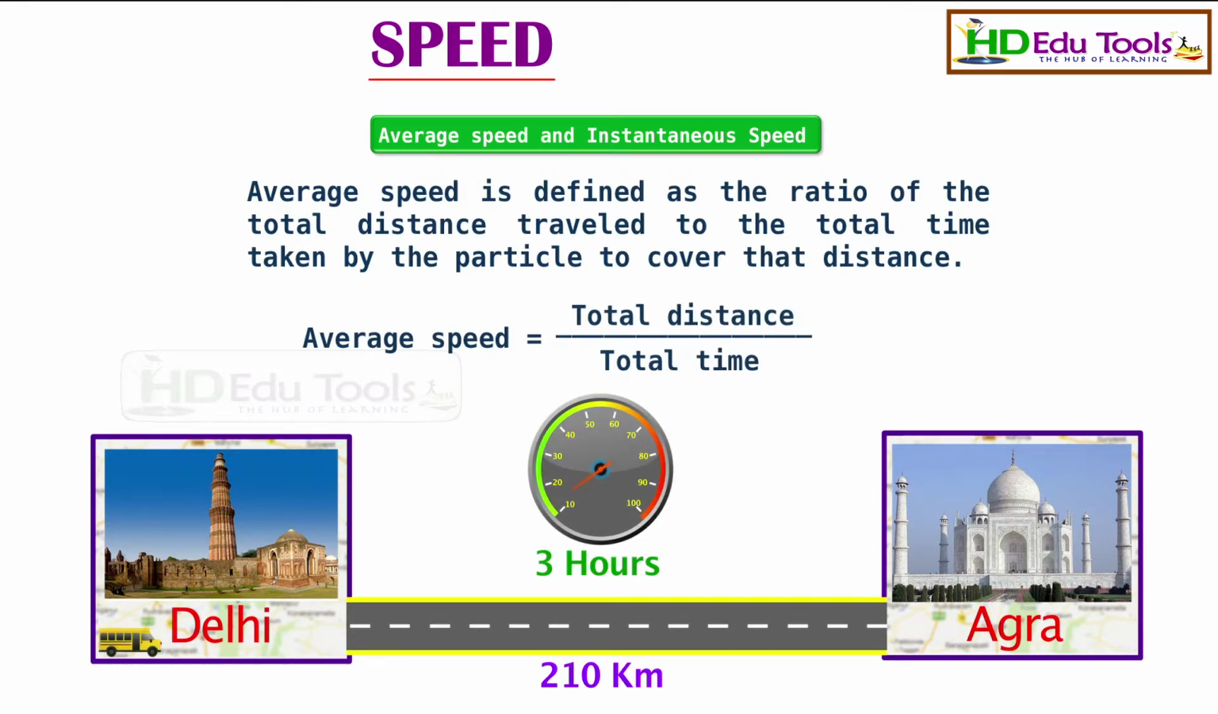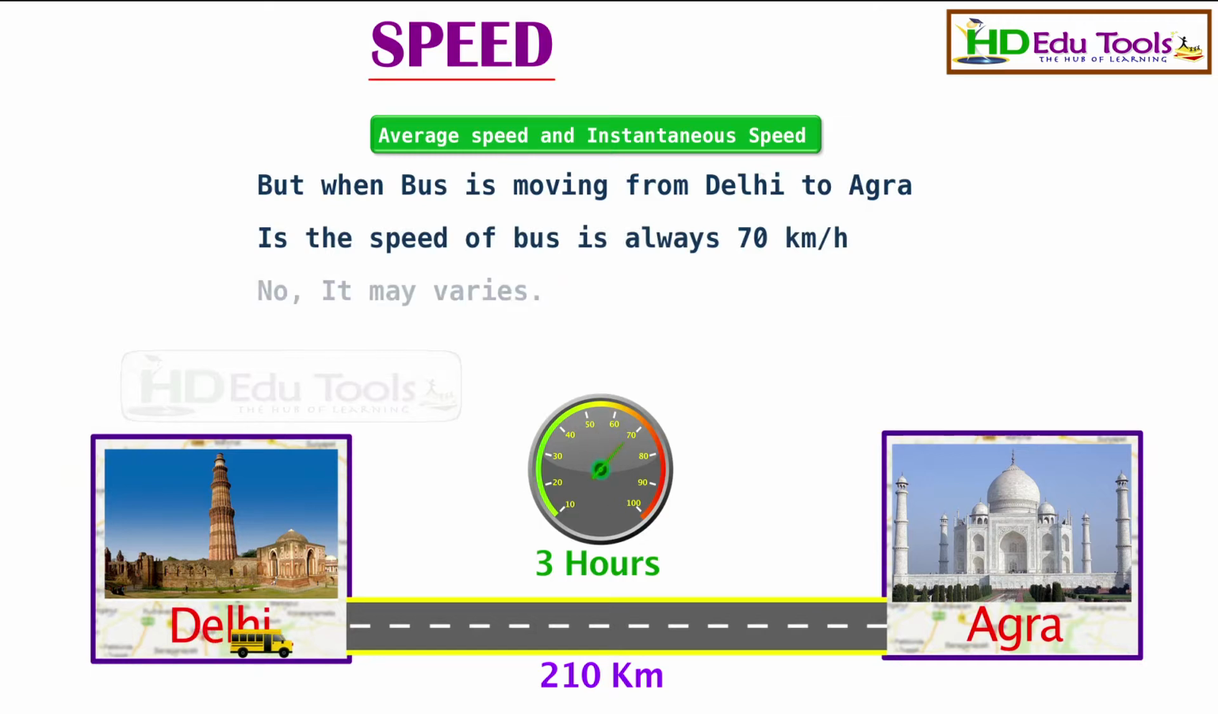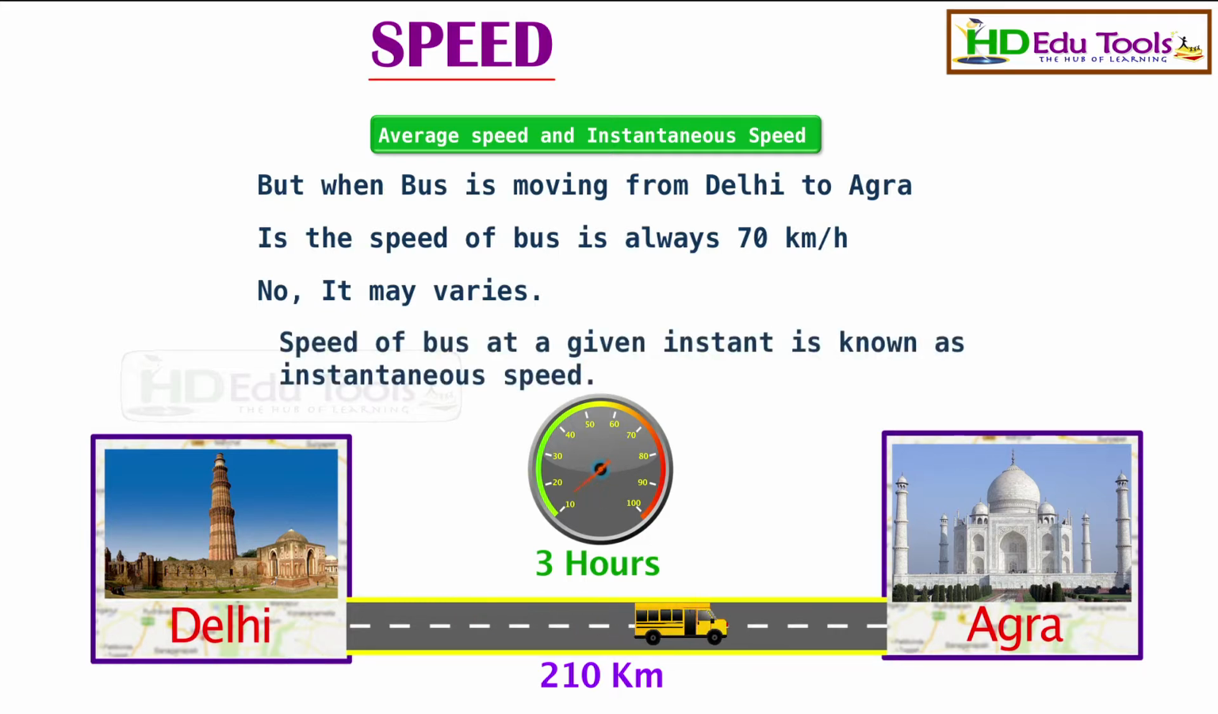But we have seen that when the bus is moving from Delhi to Agra, its speed is not 70 km per hour always. It may vary. At some instant, the speed may be 25 km per hour. At some instant, the speed may be 0 km per hour when it stopped. Now the speed of the bus at a given instant is known as instantaneous speed. Whatever reading we observe on the speedometer is the instantaneous speed. That means the speedometer indicates the instantaneous speed of the vehicle.